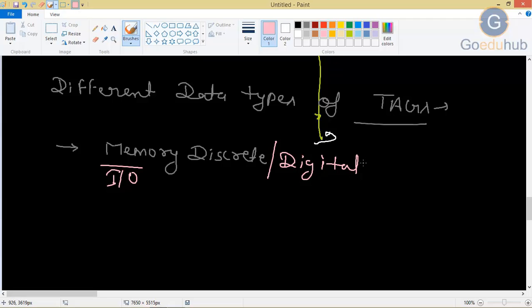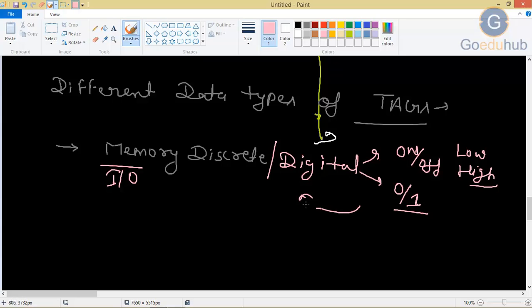So when we have to represent any switch, any kind of lamp which has only two conditions, means on off, okay, or you can say low high state, means you have to represent only 0 1 there, only two states, then we will use memory discrete tags, okay, or IO discrete tags while we are working with controllers.